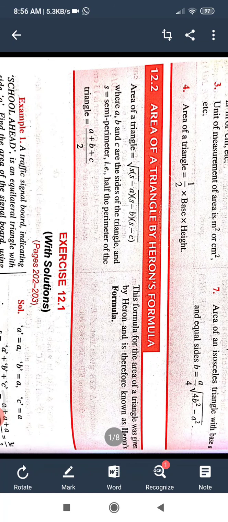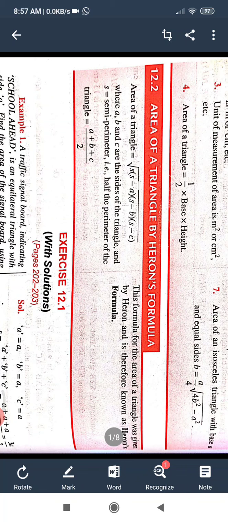Now the area of a triangle equals square root of s(s minus a)(s minus b)(s minus c). Now we will see what a, b, c are. a, b, c are the sides of the triangle. Any type of triangle is given, right angle, isosceles, or scalene, any type. But a, b, c we take as the measures of the sides. And s is the semi-perimeter.